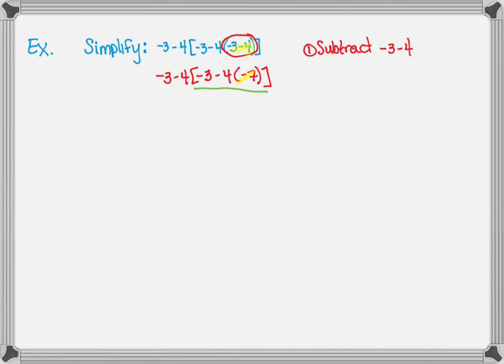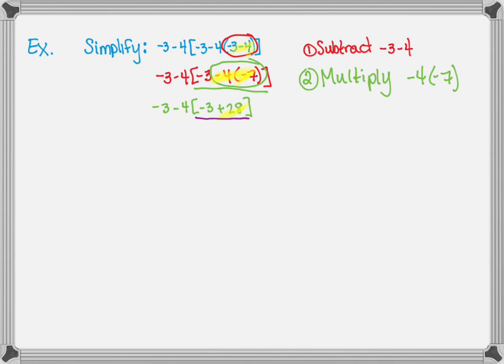So remember multiplication and division before addition and subtraction. So we are going to multiply the -4 times the -7. So everything else will stay the same. We have -3 minus 4 squared off bracket, -3, and then -4 times -7 gives us positive 28. So we have plus 28 inside the squared off brackets.